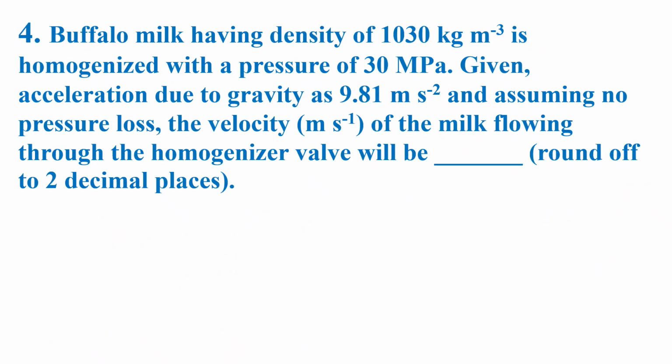Milk having density of 1030 kg per meter cube is homogenized with a pressure of 30 megapascal, given acceleration due to gravity as 9.81 meter per second square, and we have to assume that no pressure loss. The velocity of the milk flowing through the homogenizer valve will be how much, and we have to round it off to 2 decimal places. So first of all, we'll write what are the things given.